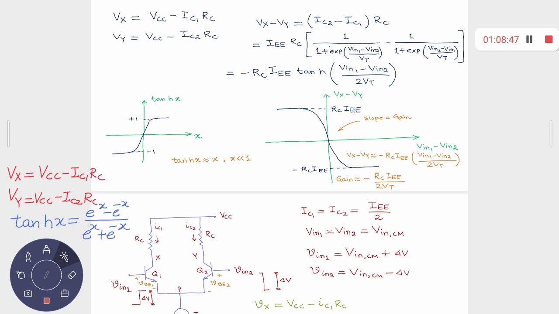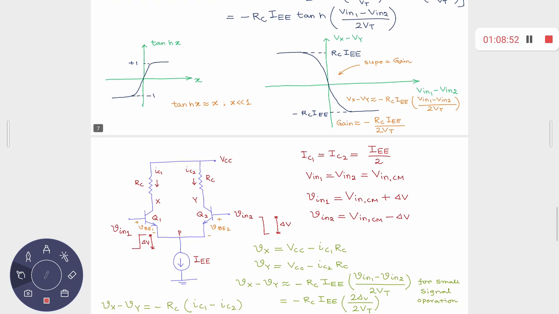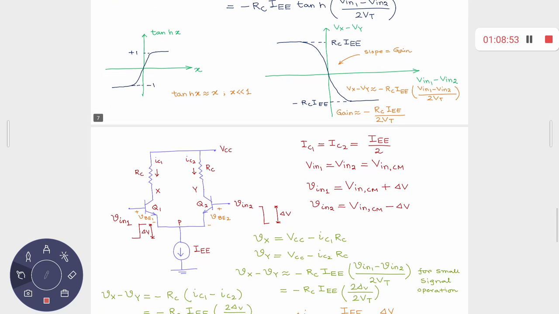Now, let us calculate the gain from another perspective. What is that perspective? From the small signal perspective. Now I understand that both of these two inputs have the same DC level and their fluctuation over and above this DC level is small. How small? At max Vt. Okay.